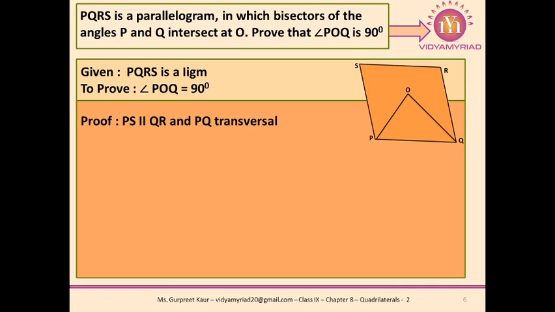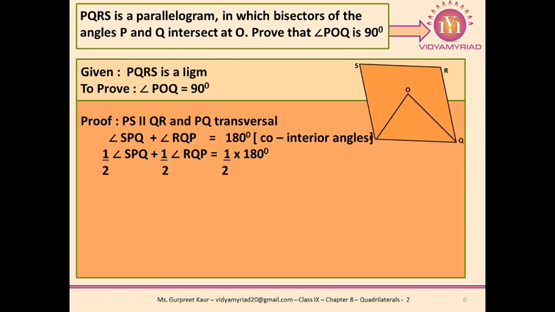Now here PS is parallel to QR and we will take PQ as the transversal. In that case the sum of the co-interior angles is 180 degrees. Now we are also told that OP and OQ are the bisectors. So that means half of their angles will be equal also. So half of angle SPQ plus half of angle RQP will be equal to 90 degrees.